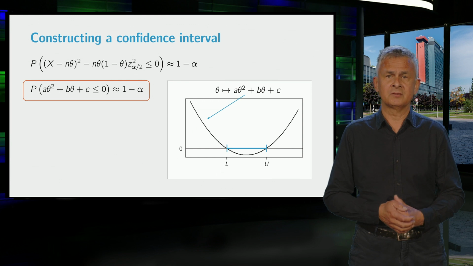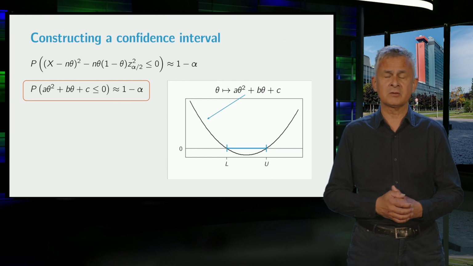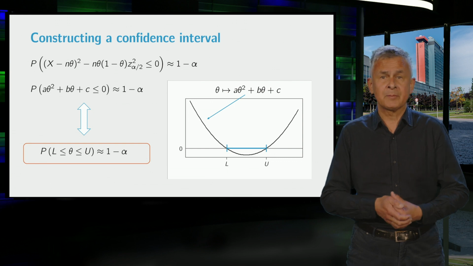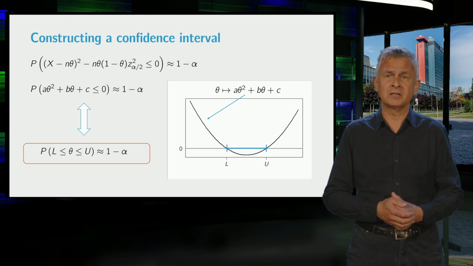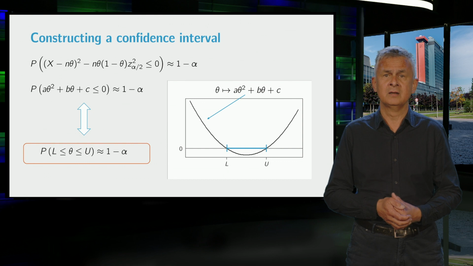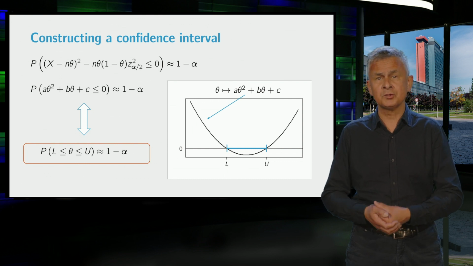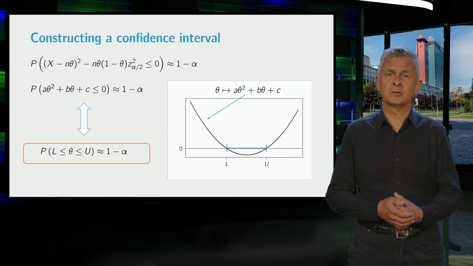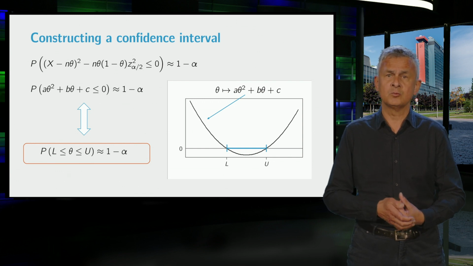So the statement that the U-shaped parabola is below 0 is equivalent to saying that the interval from L to U covers theta. Now, this happens with probability approximately equal to 1 minus alpha, so the interval from L to U is a confidence interval for theta with confidence level approximately equal to 1 minus alpha.